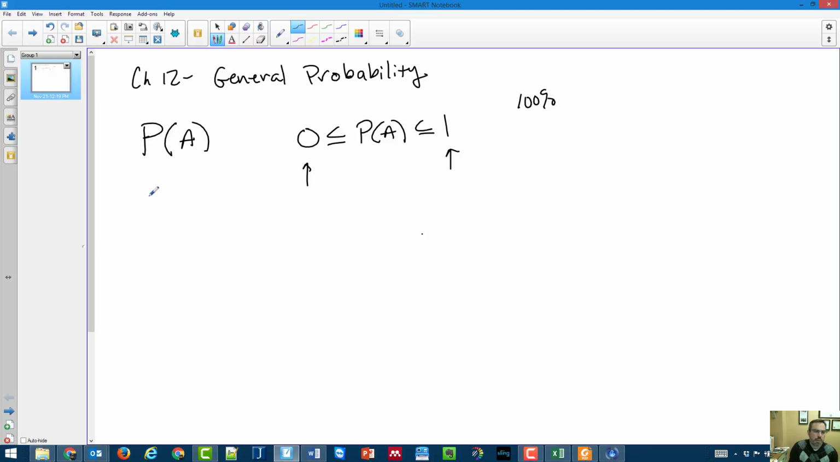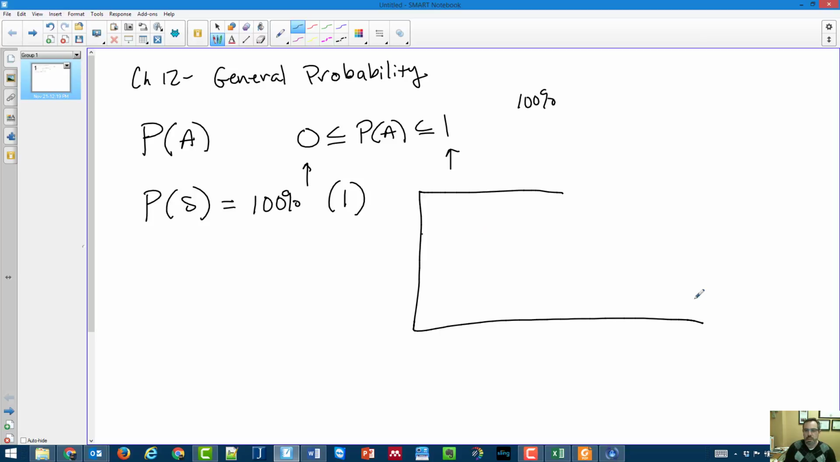So we also talked about something called the sample space. So the probability of the sample space always adds up to 100%, or just 1. So when we're looking at a few things, we have to realize how we can model these things with a Venn diagram. So here is an example of a Venn diagram where this represents the entire sample space.